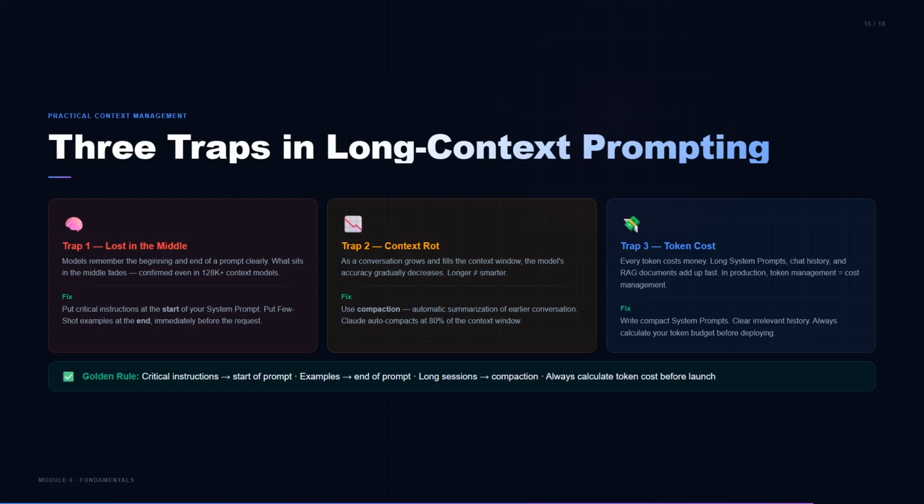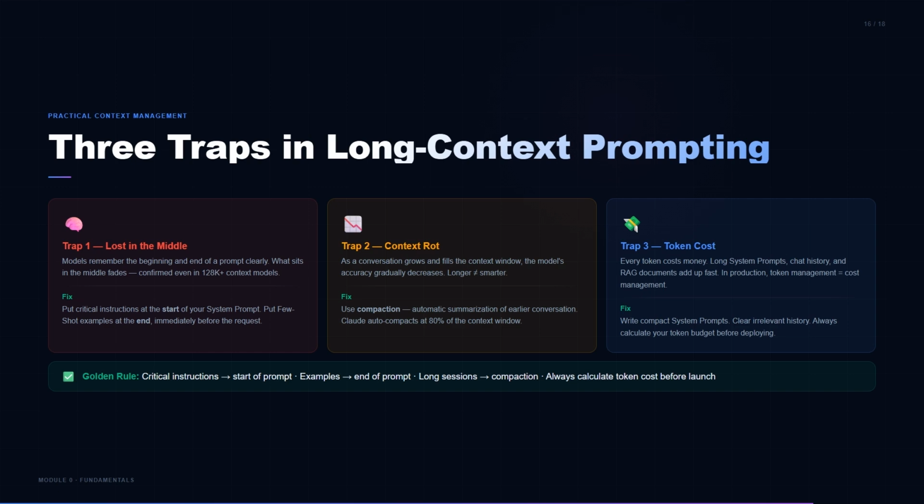The third trap is cost. Every token costs money. A long system prompt, an extended conversation history, and large RAG documents all add up. In production, token management is cost management. Write system prompts as concisely as you can without losing precision. Clear irrelevant history. Know how many tokens your typical prompt costs before you go live.